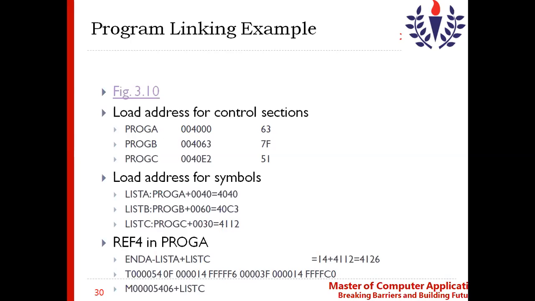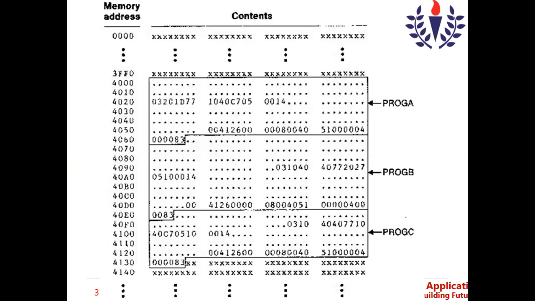Now the same linking is shown in the figure. This shows the memory location and where exactly program A, program B, and program C are stored. If you look at the memory address, at location 4000, program A is stored. At location 4063, program B is stored, and so on. So this is the entire memory which shows the loading of programs A, B, and C by the loader.